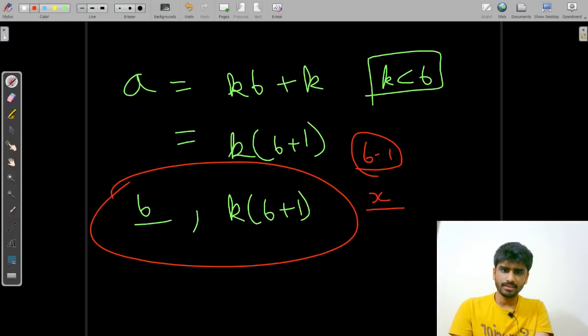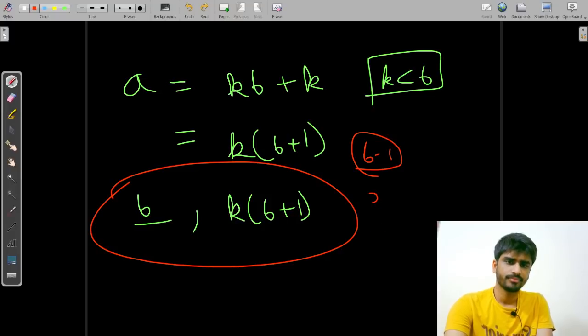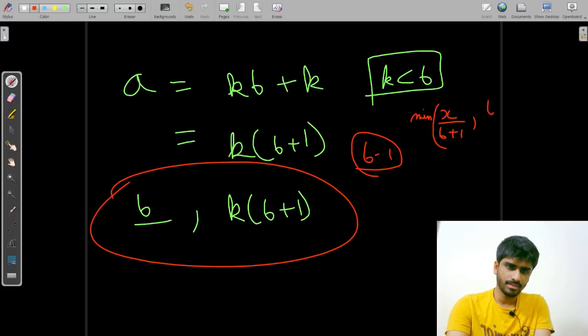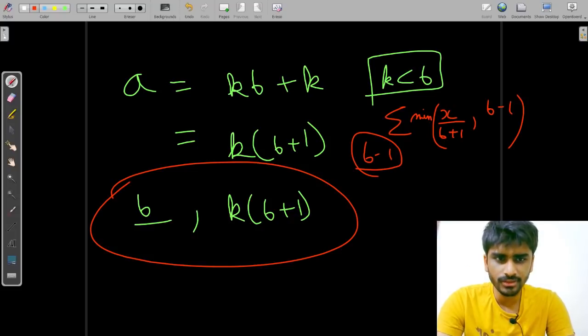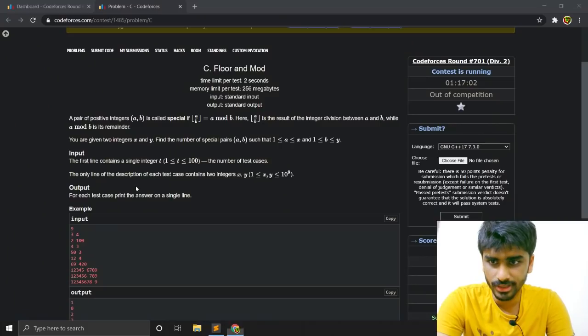So this is something like x by b plus 1, minimum of x by b plus 1, comma, b minus 1, right? This thing we want. The summation of this for all b. And we can iterate over b to get this, right? So let's try to write that before we write the square root decomposition.